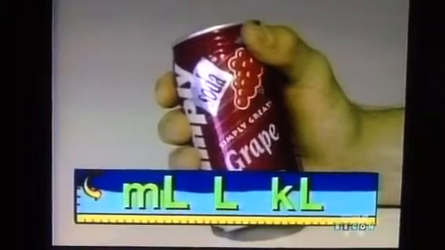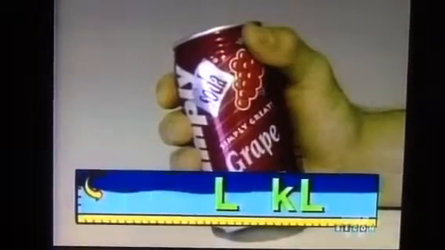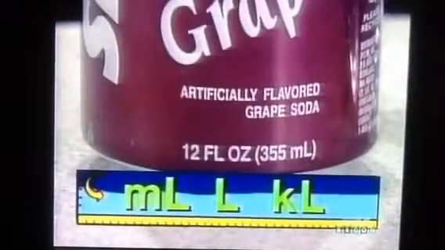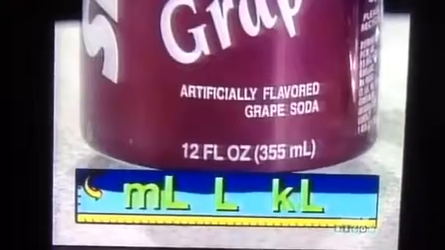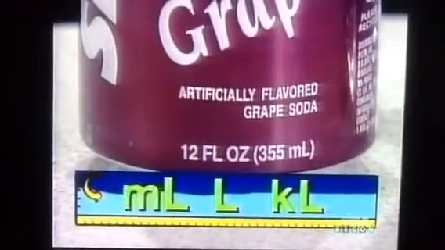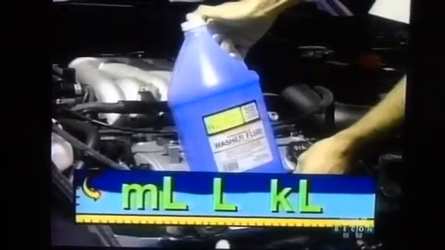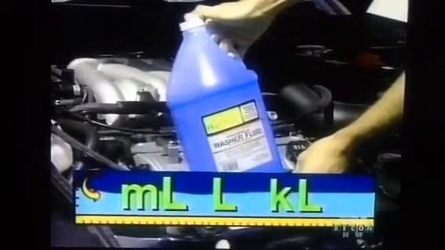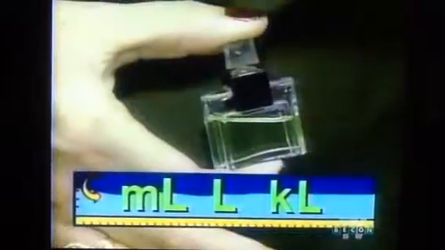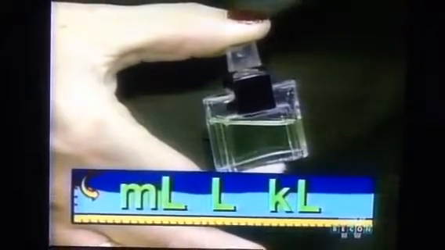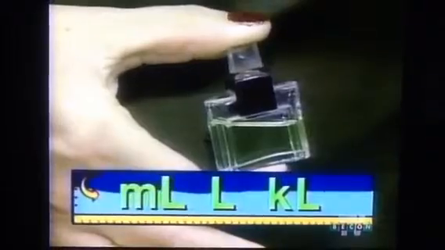A can of juice or soda would best be measured using milliliters. In fact, a can of soda holds 355 milliliters. A bottle of window washing liquid would best be measured using liters. Now, an expensive bottle of perfume would best be measured using milliliters.